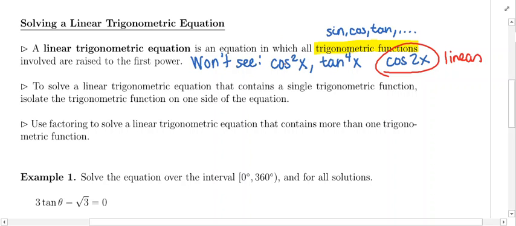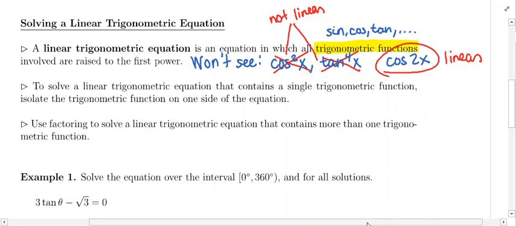What would be bad is something like this, where you're raising your trig function to a power. I'll write here, these guys are not linear. So one more time, if you've got a linear trigonometric equation, all of your trigonometric functions involved are raised to the first power.